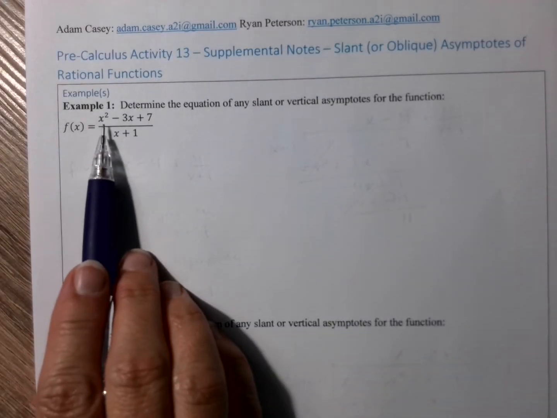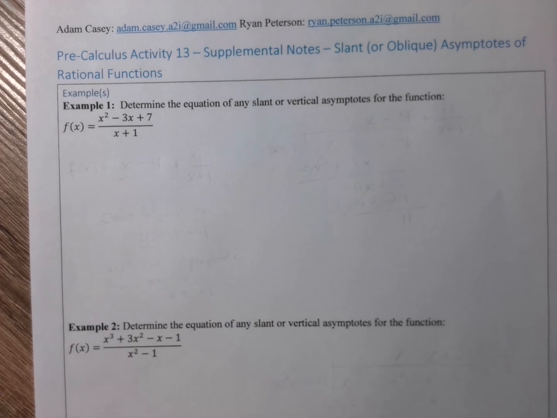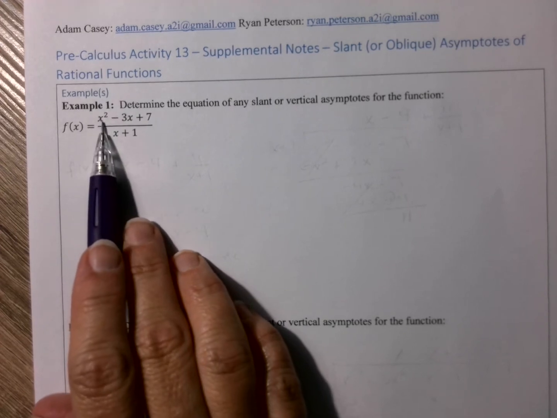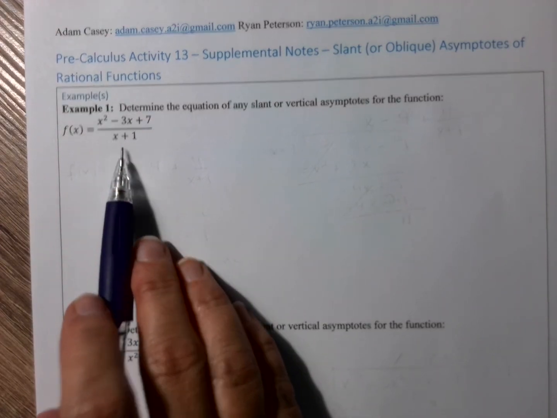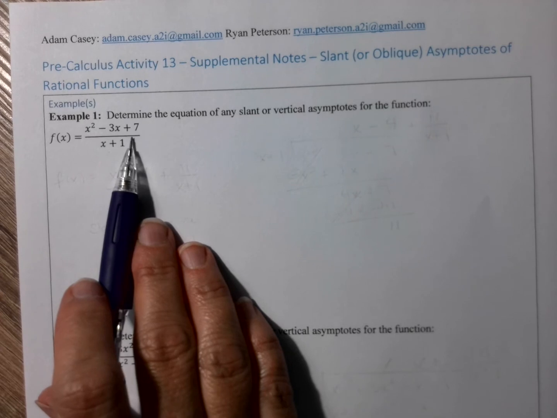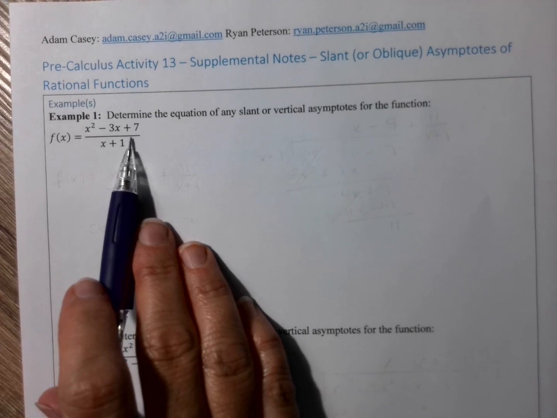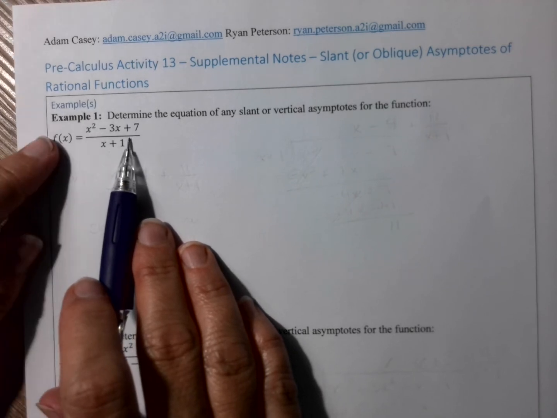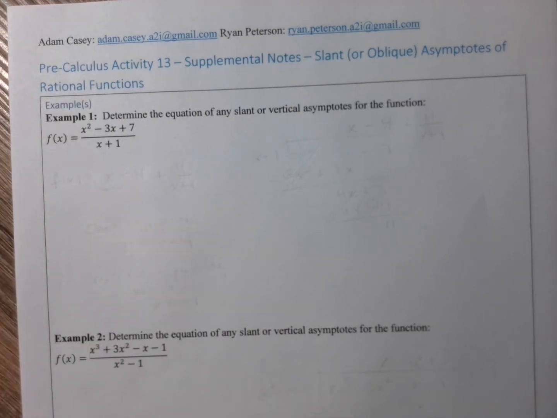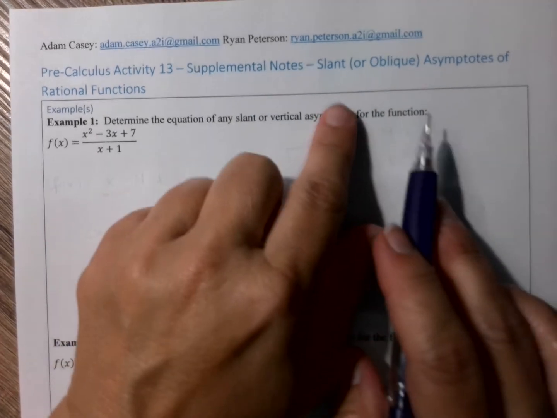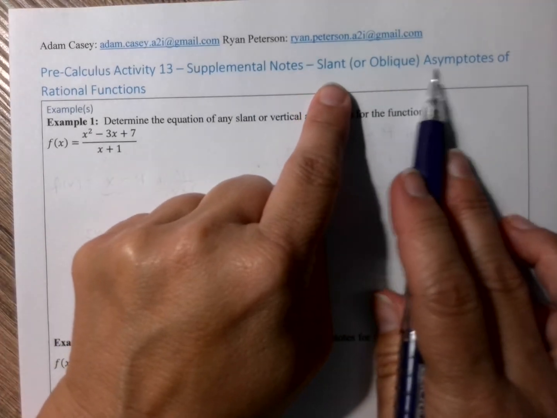But what happens when the highest power term in the numerator is the one that's greater? Well, if x is going to infinity and my numerator is getting much bigger than my denominator, that means this whole expression is going to approach infinity as well. It's going to keep growing because my numerator is bigger than my denominator. However, there's still going to be a type of boundary on that growth, and we call it a slant or oblique asymptote.